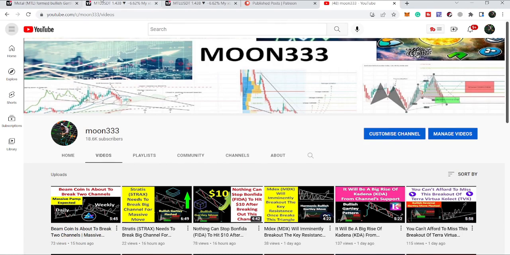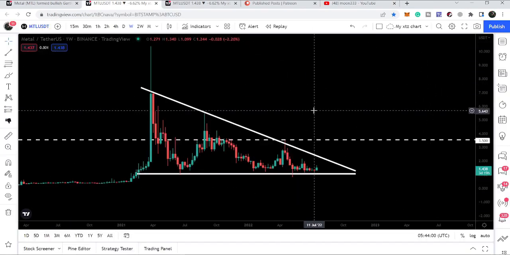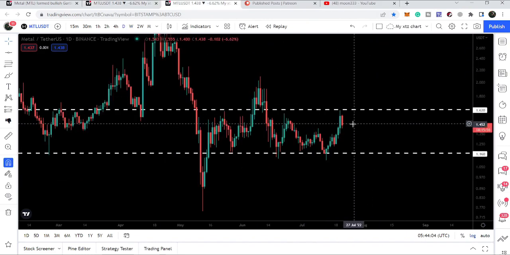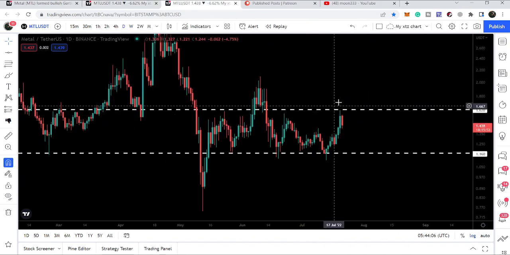In today's analysis, we will take a look at this big descending triangle, and I also want to show you how MTL is trying to break out this key resistance on the daily time frame chart as well.